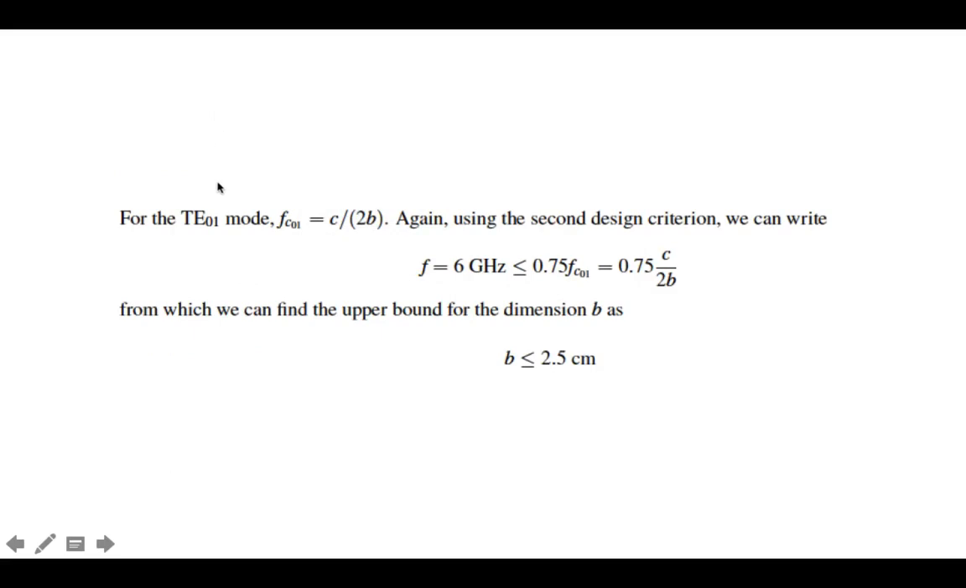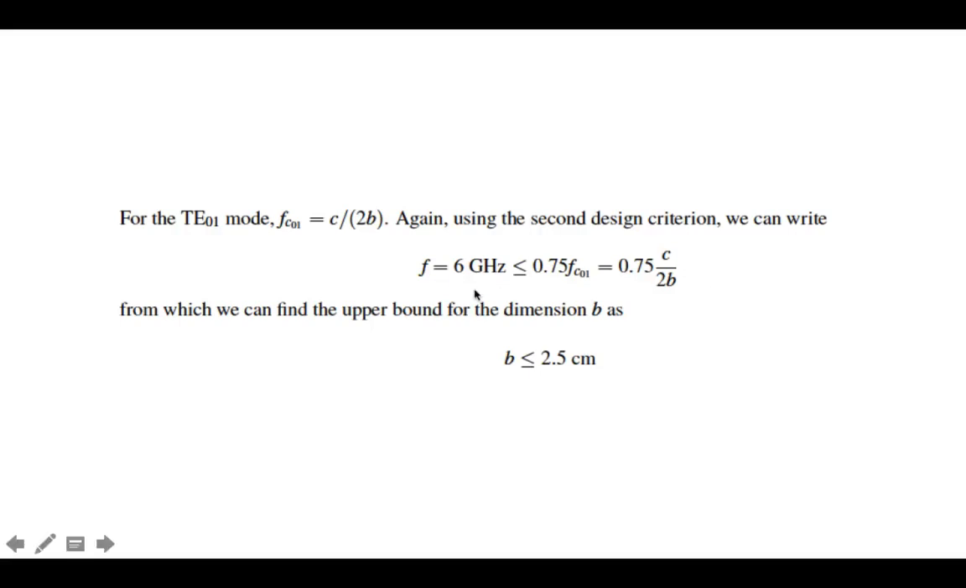Okay, so for the TE01 mode, we're just wanting to make sure that we don't have a problem with other modes. So we look at the TE01 mode. That gives you some bound for the B direction. So using that second design criteria, now first of all, why are we using the second design criteria? We're using it because, of course, A is greater than B, so you already know that you're not going to cut off that TE10 mode, the dominant mode.